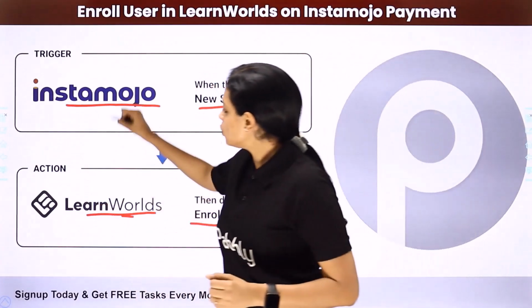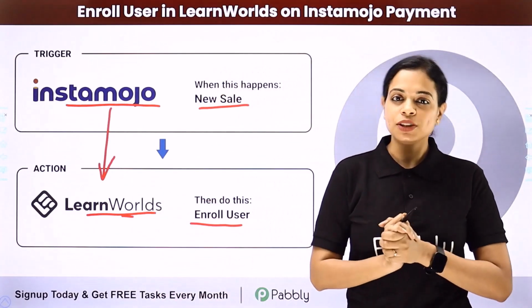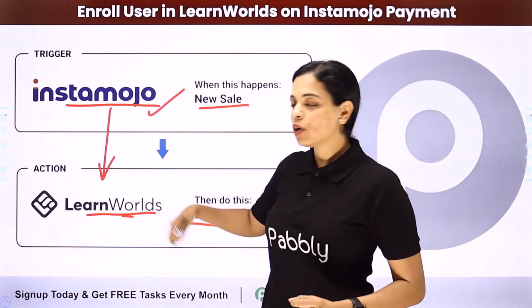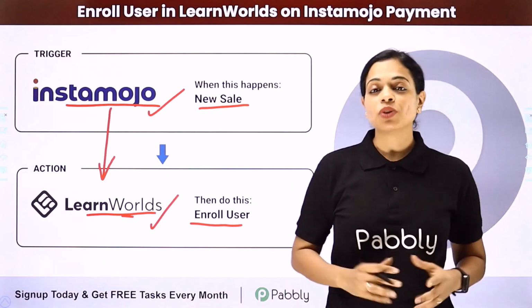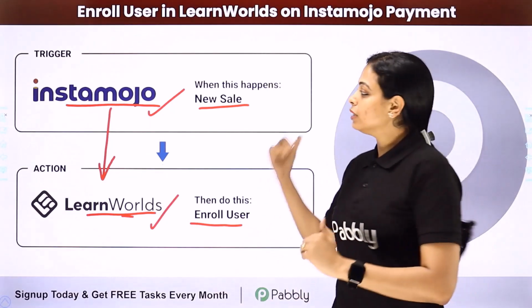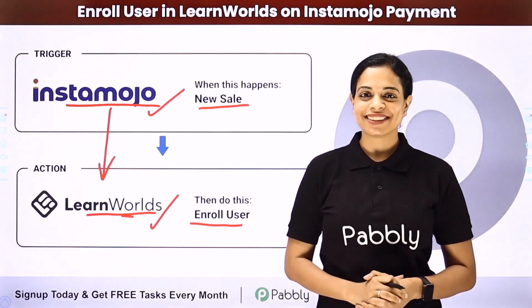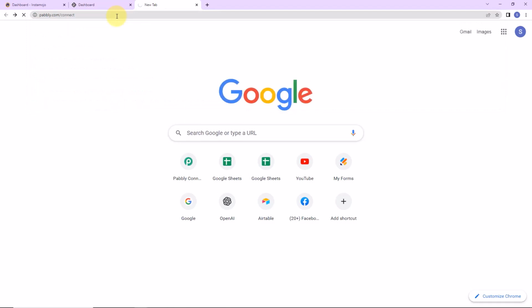For this, you will have to integrate the two applications, and the same thing can be done using Pabbly Connect software. So here your trigger application will be Instamojo and your action application will be LearnWorlds. Now how can you do this yourself? Integrate and automate this entire process. To understand that, let me take you to my screen. To begin with the process, we are first going to type the URL pabbly.com/connect.